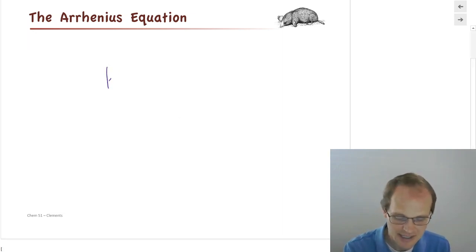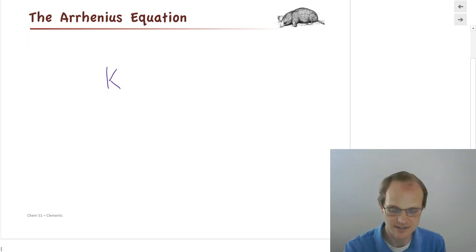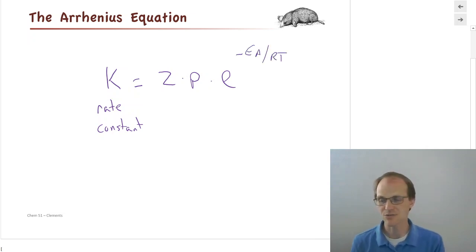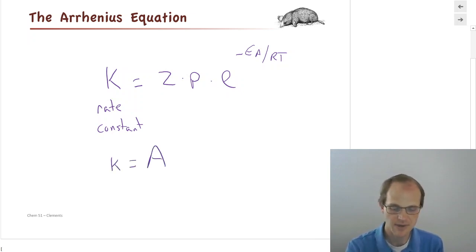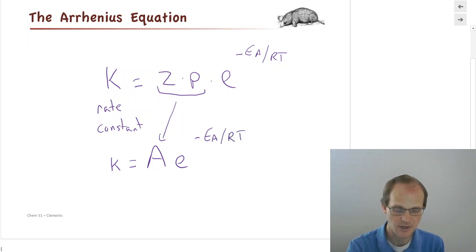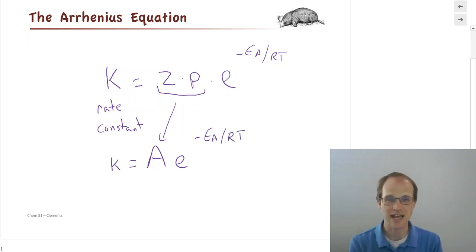And what he said is that k, your rate constant, right? There's all sorts of k's in chemistry. k, your rate constant, is equal to Z times P times the exponent of minus Ea over RT. This is what's called the Arrhenius equation. It's usually written a little more shorthand, combining Z and P into something called A, and then taking the exponent, e to the minus Ea over RT. So that whole thing is an exponent. The Ea and the RT are all part of that exponent.